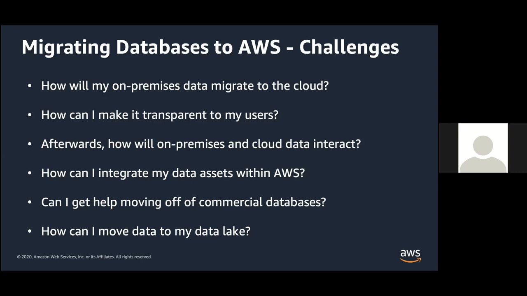The very first thing is, how will my on-premise data migrate to the cloud, right? How can I make it transparent to my users, right? These are some of the challenges that our customers were describing. And then afterwards, how will on-premise and cloud data interact, right? Imagine this, if you migrate data to the cloud, then you have some data on-prem and some data on the cloud, and how would you interact? How can I get help moving off from a commercial database?